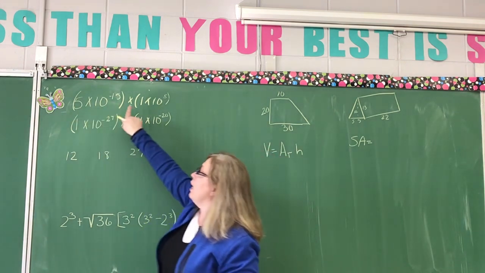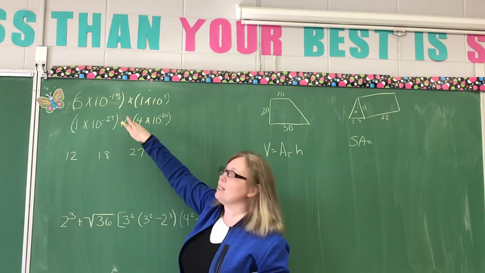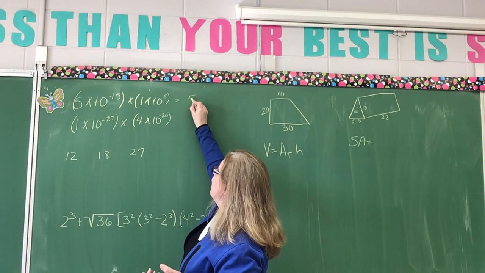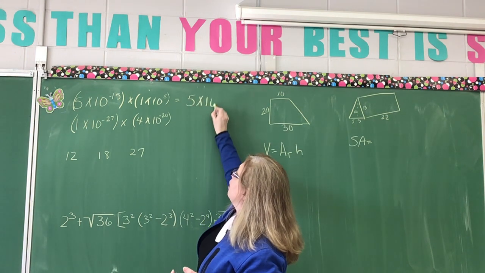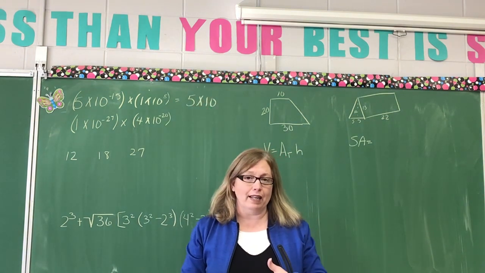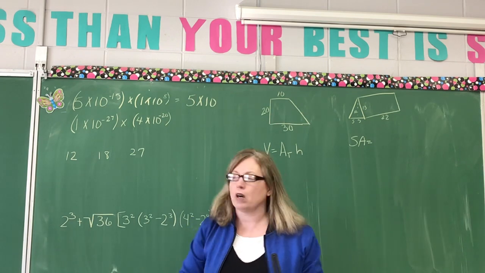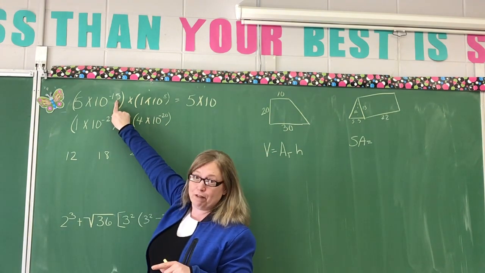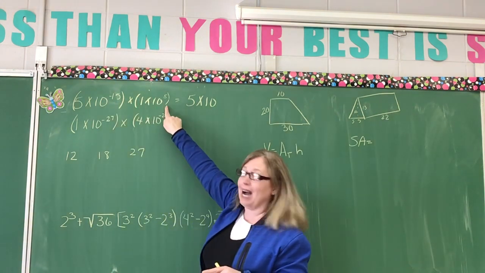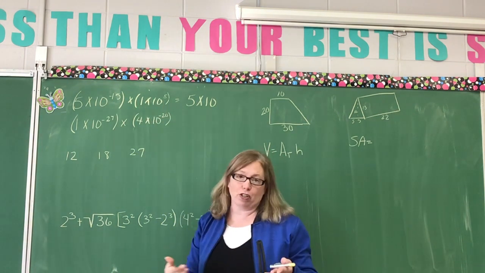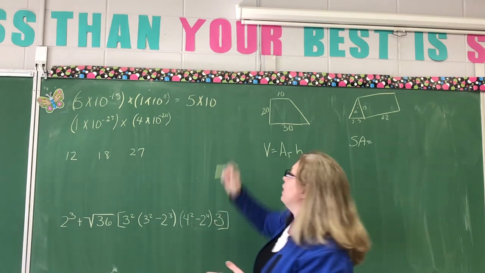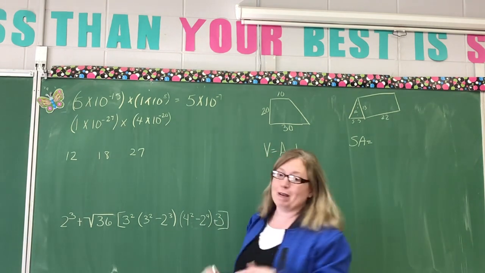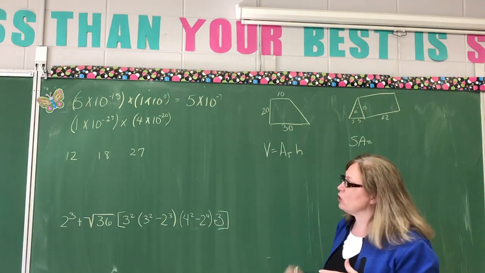The 5 and the 1 are multiplied. So 1 times 5 is 5. Of course, you're going to keep the times 10. The question is, what's the power? All you're going to do is add the powers. You have a negative 15 plus a positive 8, so your answer is negative 7. And I hope that makes really clear sense to you. Let's look at the next one.